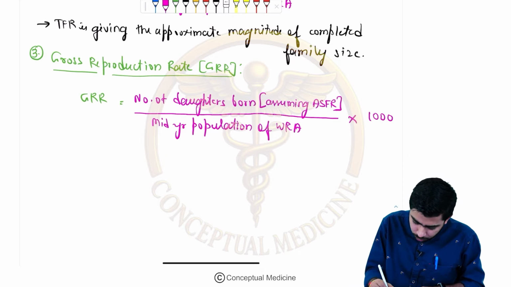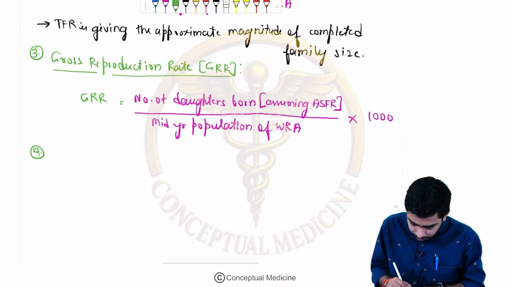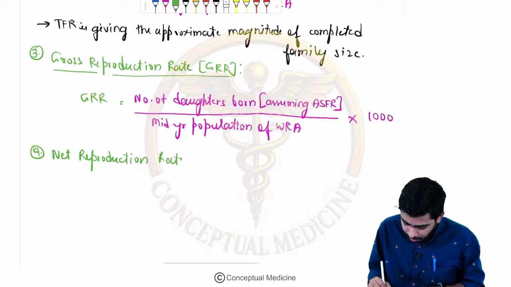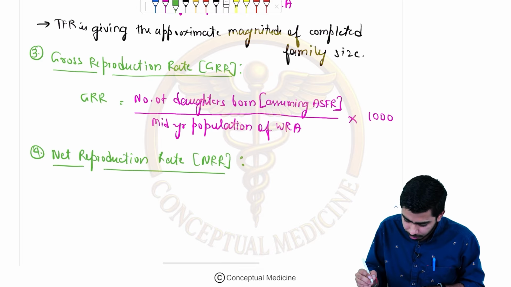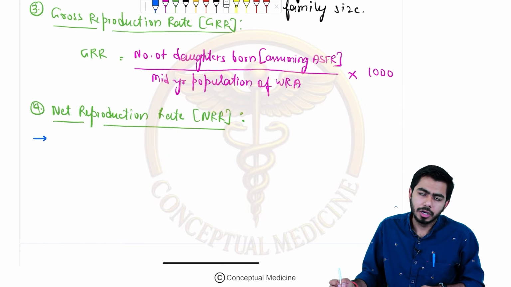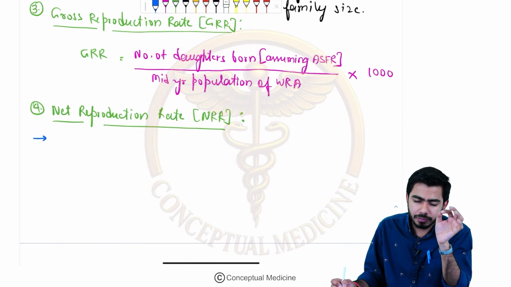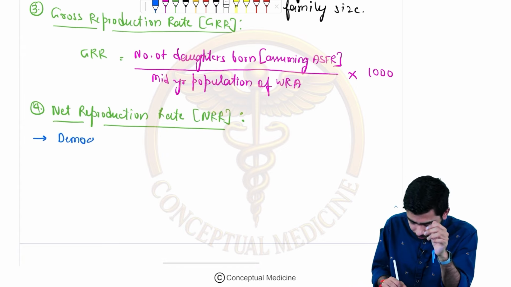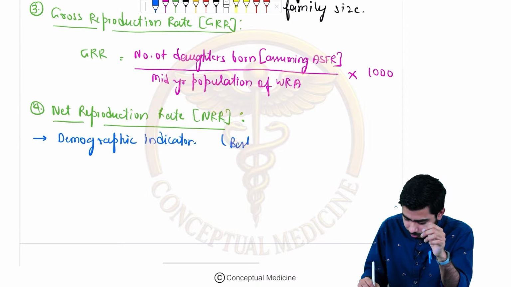Over here, now I'm going to the fourth one, that is the net reproduction rate. This is even better. This is the best indicator we have right now. Net reproduction rate, abbreviated popularly as NRR. So in the net reproduction rate, first of all, I would like to add some important points over here. Net reproduction rate is the best demographic indicator, right? It is the best indicator, and this is the best one.